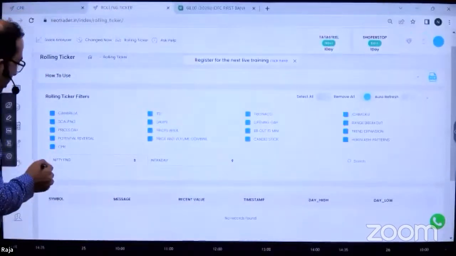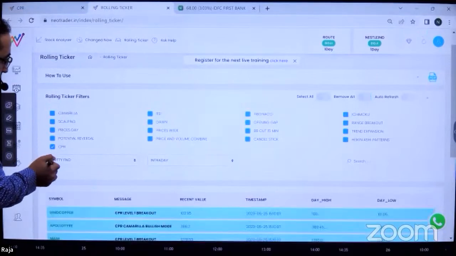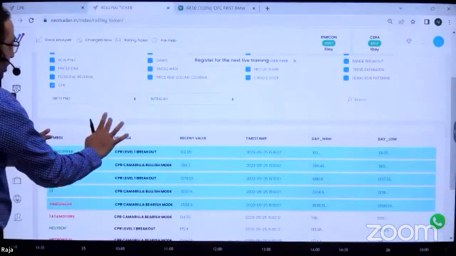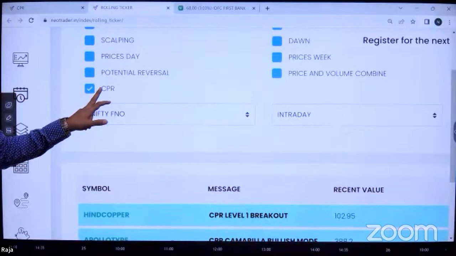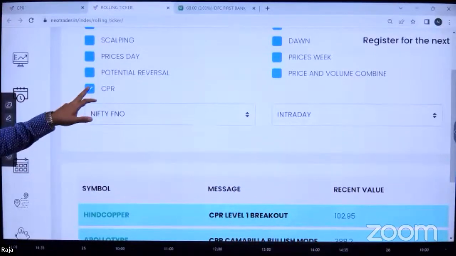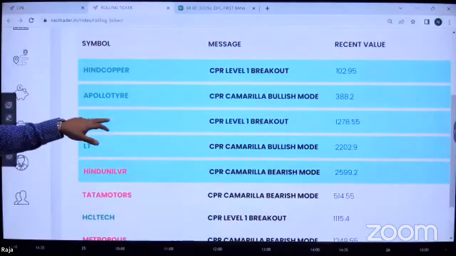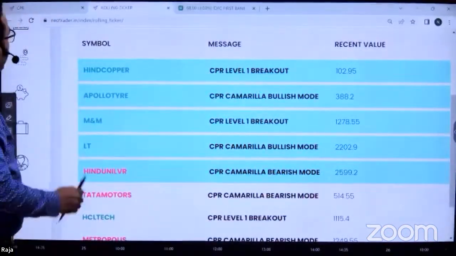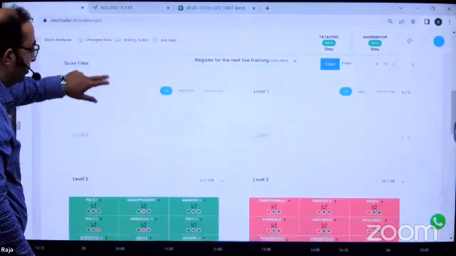So you can see here that there is a facility for CPR. Once I click that CPR, I automatically get which stocks are giving me a breakout. And in this page of CPR, we have also graded.